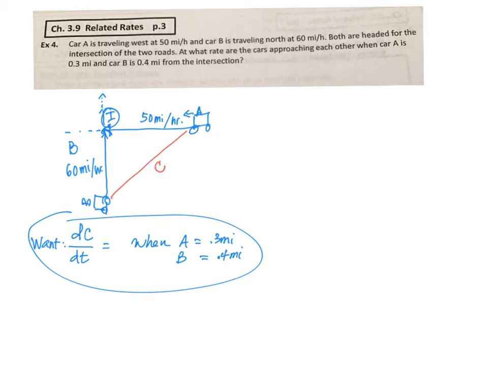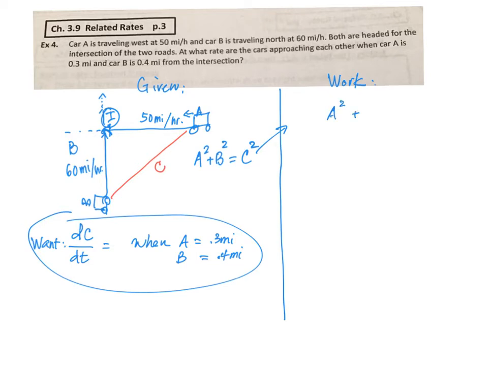And that's the formula that we want. Keep in mind, in related rate problems, we always have a given. So let's write that down. This is given. And the given is the information that we get from the problem, plus a formula describing the picture. So the formula here is going to be A squared plus B squared equals C squared. And this is what we want to solve. So we're going to go over here and say work. And work is going to be taking the derivative with respect to time.